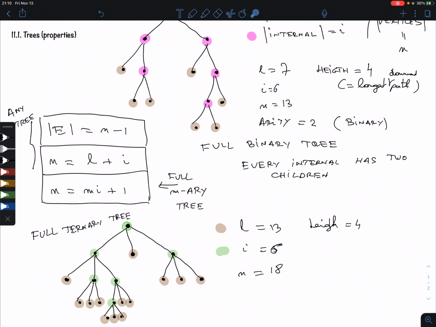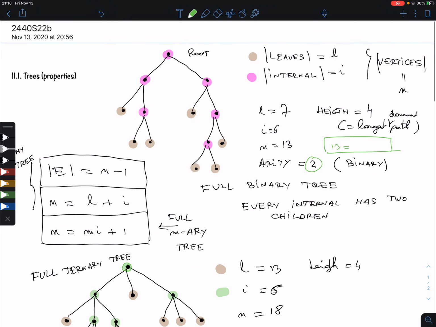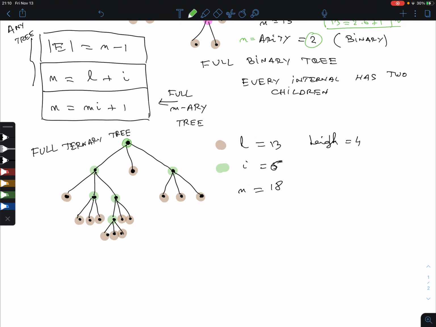So let's verify this formula. Does this match here? So I'm going to calculate it here. So what does the formula say here? N, what is N? 13. Is that the same as M, the arity? So M is the arity here, right? So is that 2 times I plus 1. So that checks. Here, how does the formula read? Well, 18 should be equal to 3, that's now the arity, times, again, we had 6 internals plus 1. Okay, so that's not true. What did I do wrong, people?